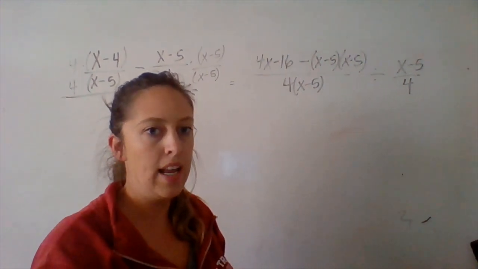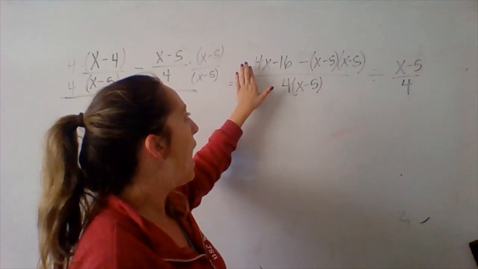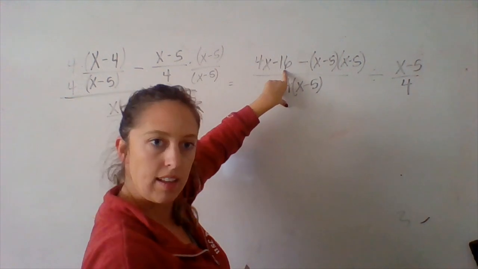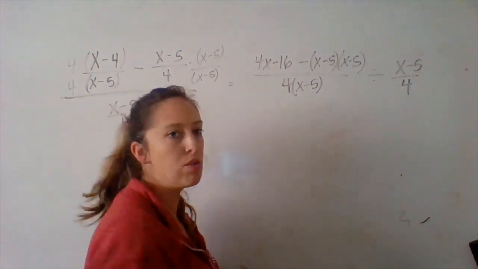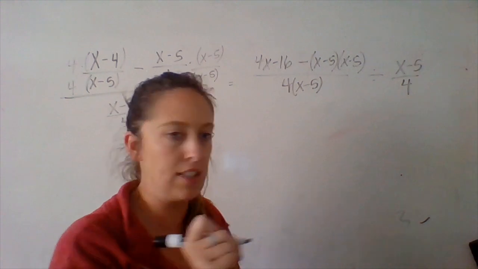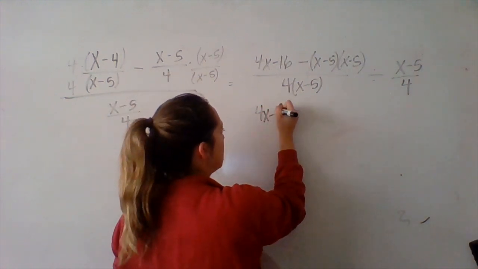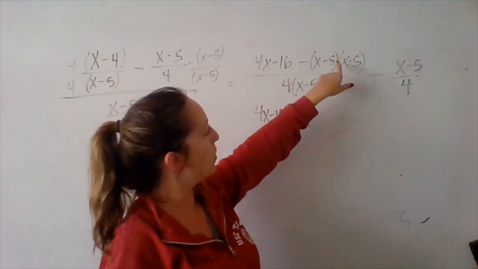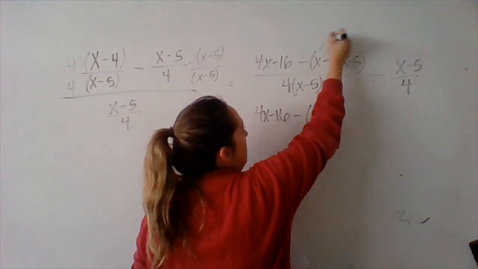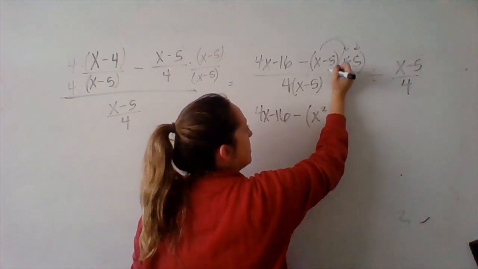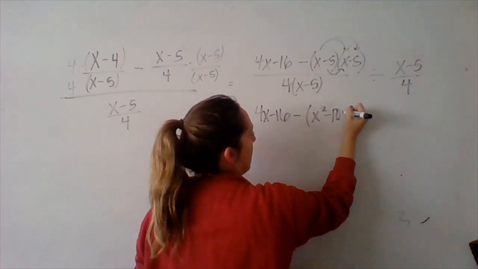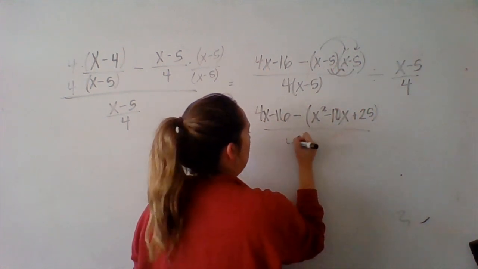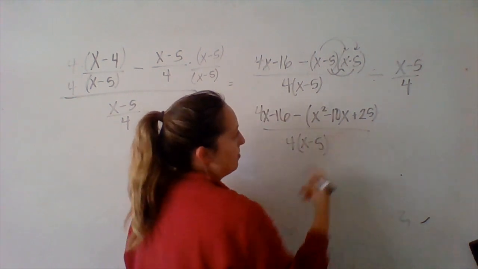Now that I've moved on to here, I need to simplify the numerator. 4x minus 16 minus, I need to distribute this. So you can use your area model if you need to, or we're using distribution. So I have 4x minus 16. I'm going to keep a large set of parentheses here, and you'll see why in a second. We have x squared, minus 5x and minus 5x. So that would be minus 10x, and then plus 25, all over 4 times x minus 5.